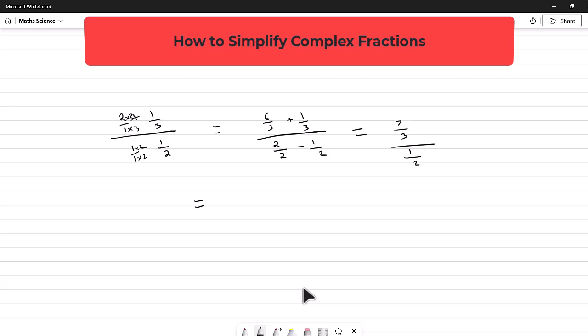And then we can rewrite this as 7 divided by 3, divided by 1 out of 2. We change this to a multiplication sign, so this becomes 7 out of 3 times 2 out of 1. We invert this, so we take the reciprocal of it, and now we multiply the numerator with the numerator. So we get 14, and then 3 times 1 is 3, and here's your answer.